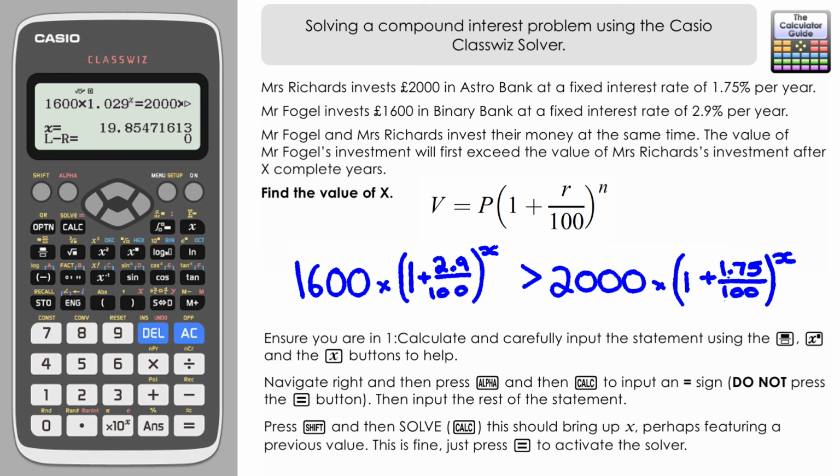And then it said, well, after how many complete years will Mr. Fogel's investment be worth more? Well, essentially what we're going to do is round this up. And that accounts for the greater than. We want to know when it's greater than, so it's going to be at the next whole number of years up. So that's going to be 20 years. So after 20 years, Mr. Fogel's investment will be worth more than Mrs. Richards'. So we just round that up to 20 years.